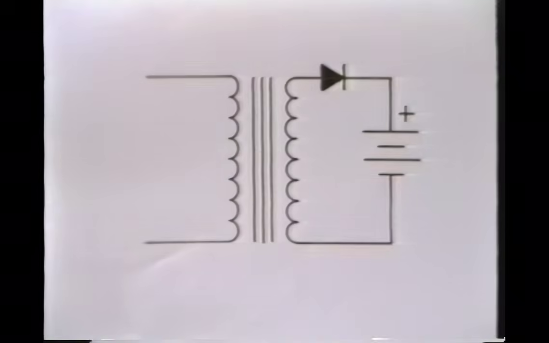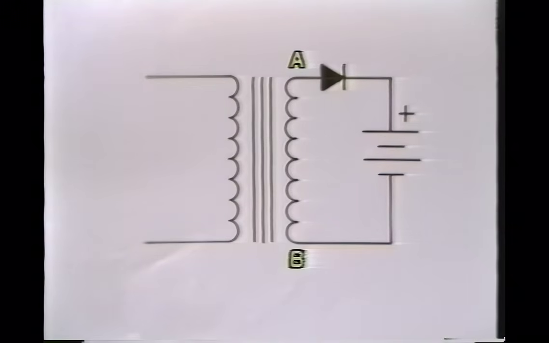Let's try the same circuit again, but this time we'll put a diode in series with the transformer and the battery. The anode of the diode is connected to the transformer secondary at point A, and the cathode to the positive terminal of the battery. The negative terminal of the battery is connected to the transformer secondary at point B.